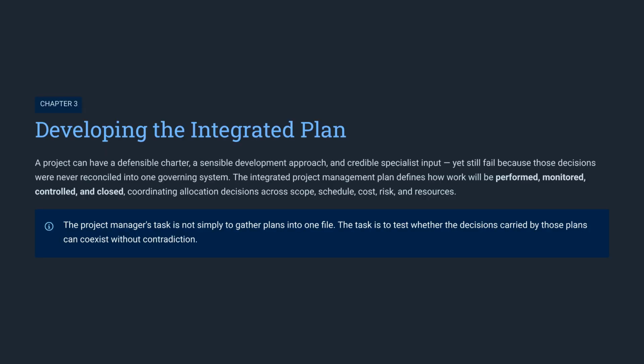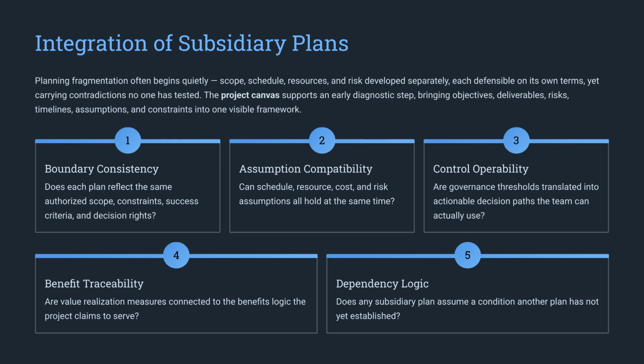Now we develop the integrated plan. A project can have a sound charter, sensible approach, and strong specialist input, yet still fail if those decisions are not reconciled into one coherent governing system. Integration means testing subsidiary plans against one another. Use the project canvas to expose fragmentation. Then check boundary consistency, assumption compatibility, control operability, benefit traceability, and dependency logic across the planning system.